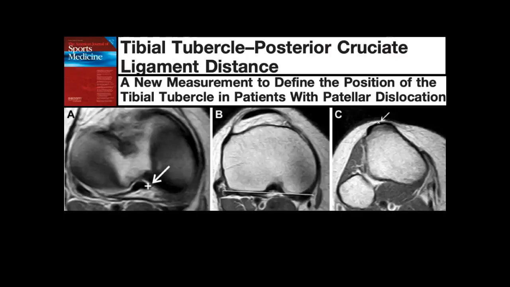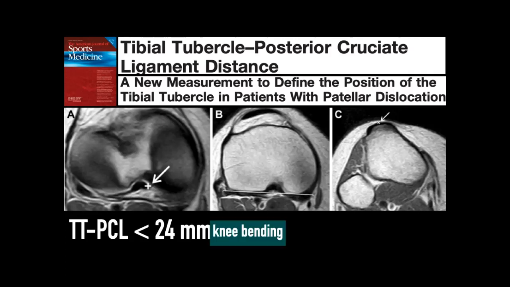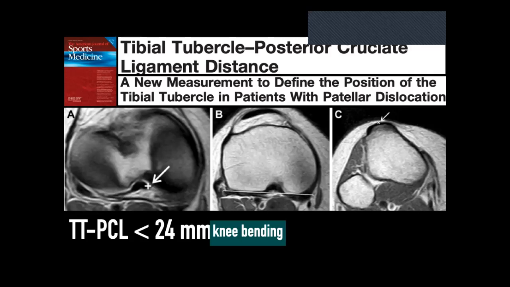Another new variable that can only be measured by MRI is the tibial tubercle posterior cruciate ligament line, that is the TTPCL line. Some researchers have said that it can replace the TTTG. The TTPCL normal distance should be less than 24 millimeter.